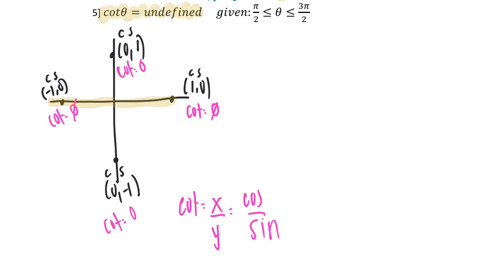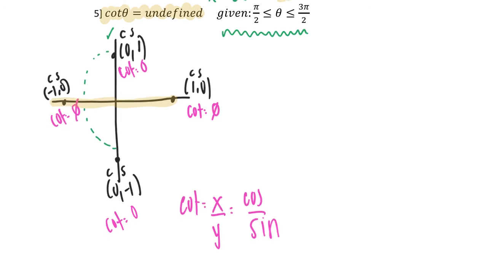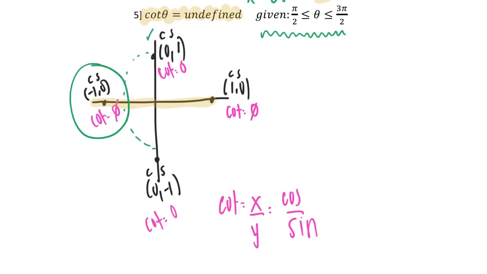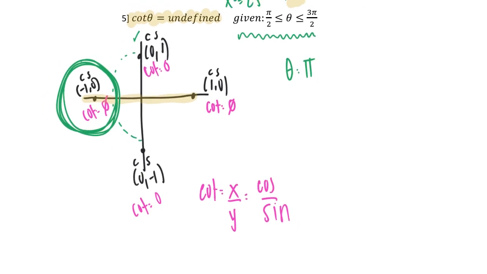The last tidbit of information they give us is that theta is in between pi over 2 and 3 pi over 2. So it's in between pi over 2 and 3 pi over 2. Well, which location is that? Zing! Over here at pi. So theta equals pi. Now we've got to find all 6 trig functions. Let's give that a shot.